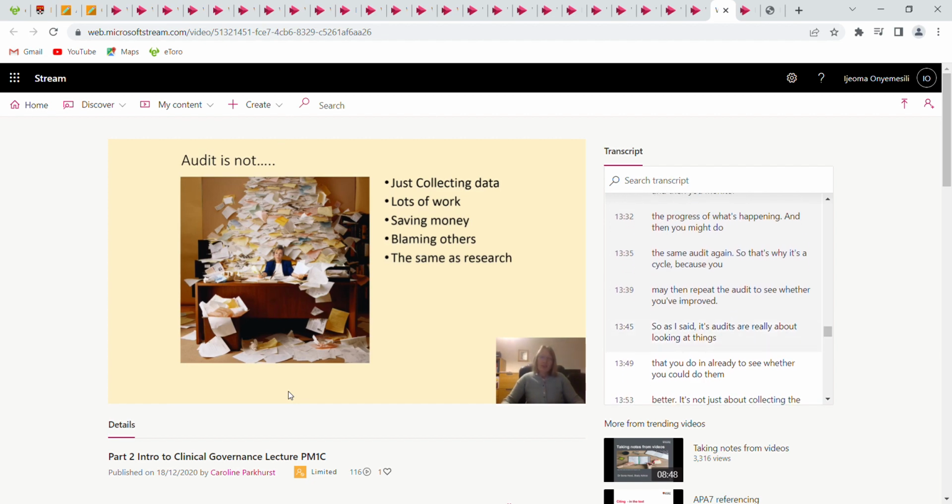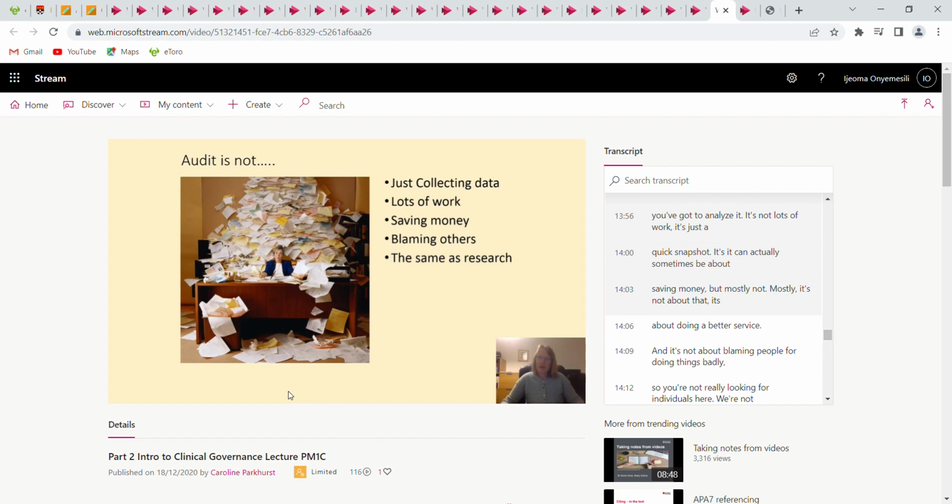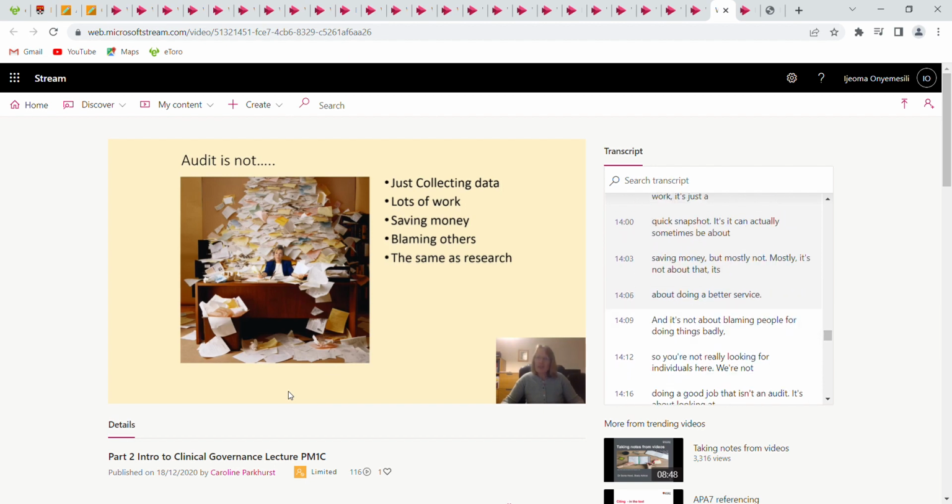So as I said, audits are really about looking at things that you're doing already to see whether you could do them better. It's not just about collecting the data, because you've got to analyse it. It's not lots of work, it's just a quick snapshot. It can actually sometimes be about saving money, but mostly not. Mostly it's not about that. It's about doing a better service.